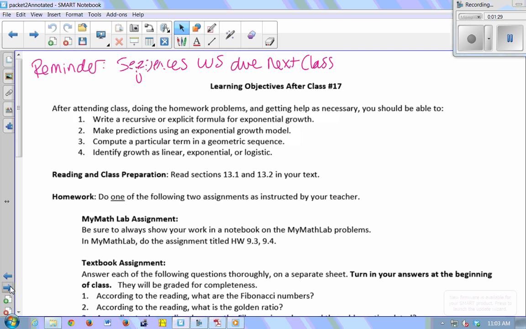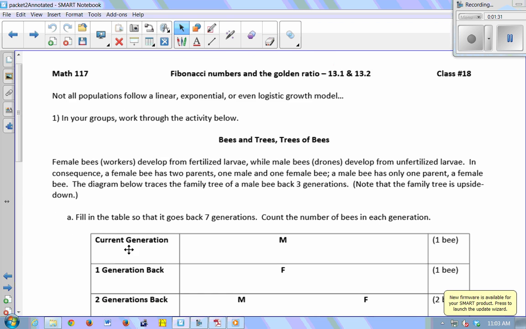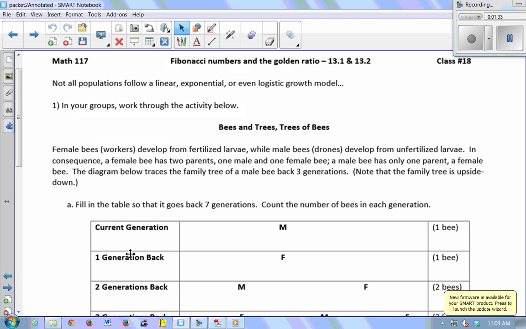All right, so not all populations grow according to one of those three rules. So we're going to look at a different growth rule today. And we're going to look at our first example of it having to do with bees.